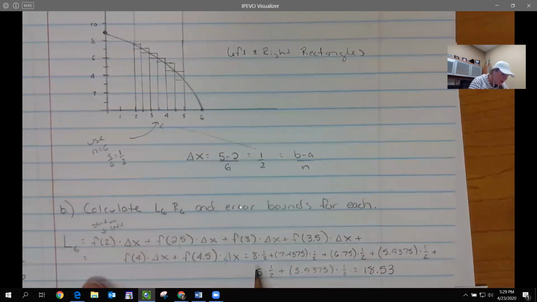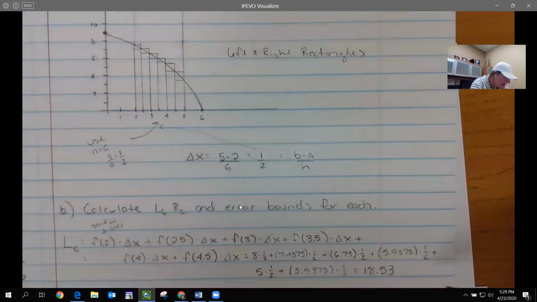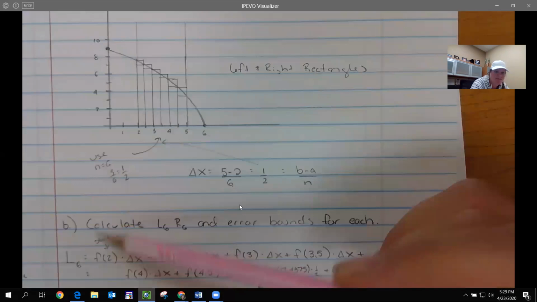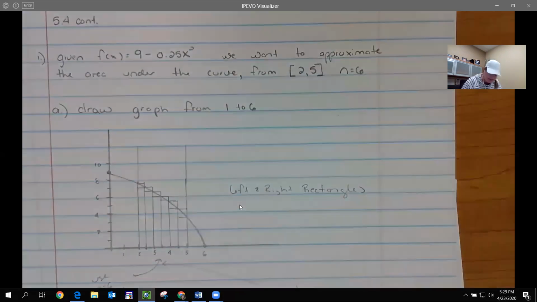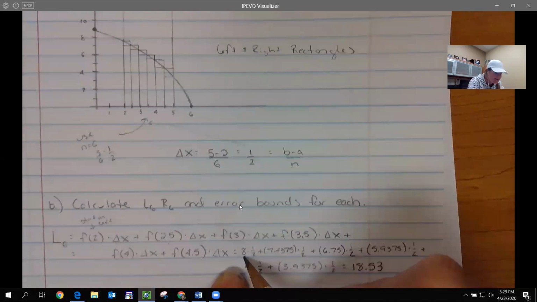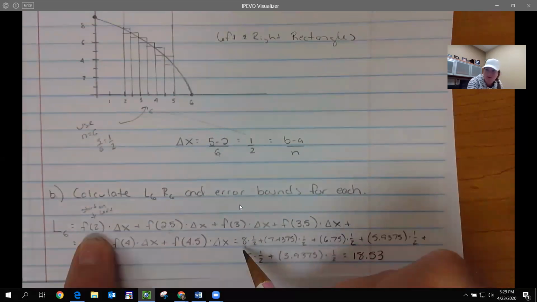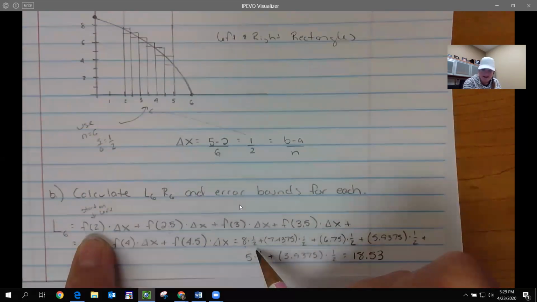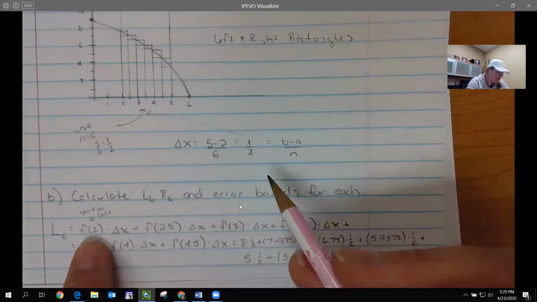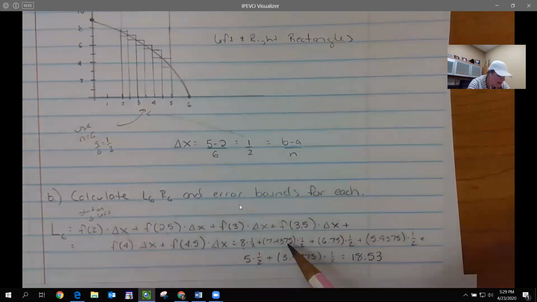Then from here, what I'm going to do, and I'll just show the numbers, I'm going to take 2 and put it into this function. So I'm going to get out my calculator. I'm going to say, okay, what is 9 minus 0.25 times 2, which was our first number, squared. That's going to give me 8. Okay, so here's where this 8 came from. I put this 2 into the function given. That gave me 8. What was my change in x? 1/2, right? We got 1/2 right here. So 8 times 1/2, and then I had to calculate out the next one, the next one, the next one.